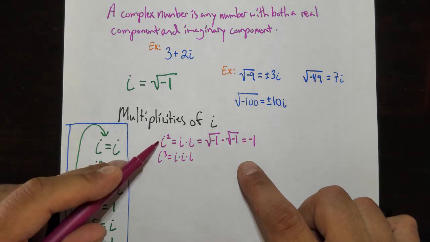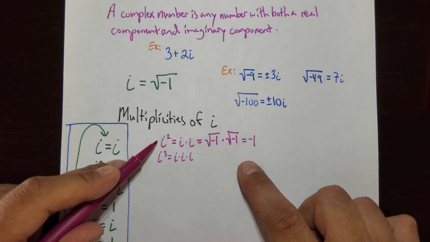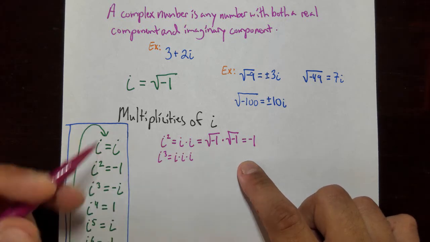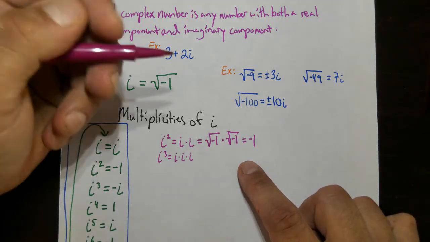i squared, by the way, is a pirate's favorite imaginary number because it's equal to i. Okay, that was stupid. All right.